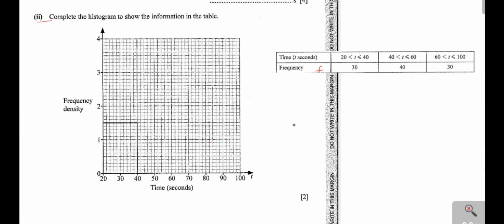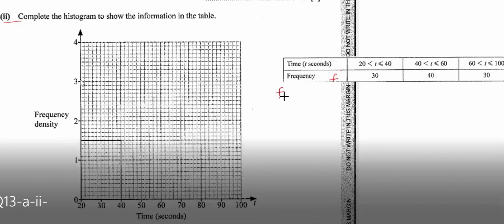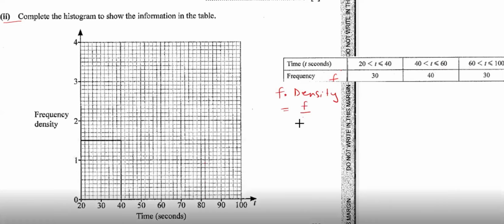Part second, complete the histogram, show the information in the table. In this question, we have to complete the histogram. A histogram is a bar graph. We will draw these bars between frequency density and the class interval. Frequency density is equal to frequency divided by class width, and the class width is the difference between the upper and lower limit of the class interval.